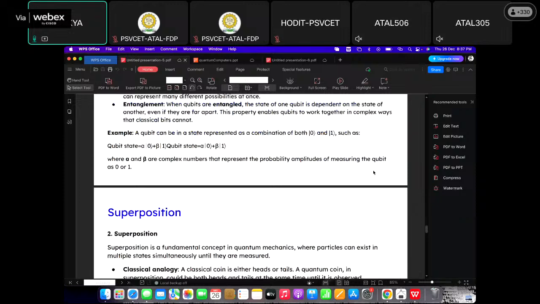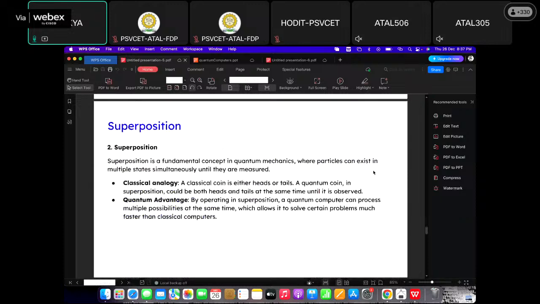I repeat once again, superposition is a fundamental concept in quantum mechanics, where particles can exist in multiple states simultaneously until they are measured. Then the classical analogy and the quantum advantages. A classical coin is either heads or tails. A quantum coin in a superposition could be both heads and tails at the same time until it is observed.